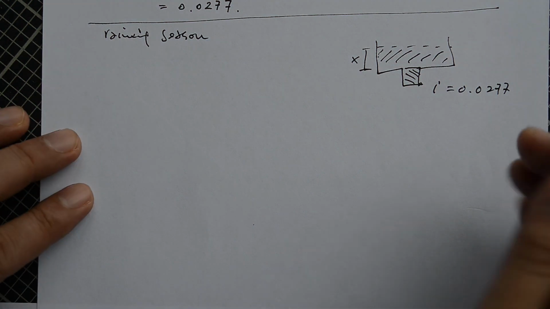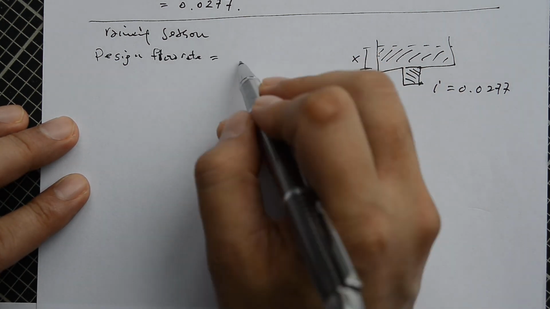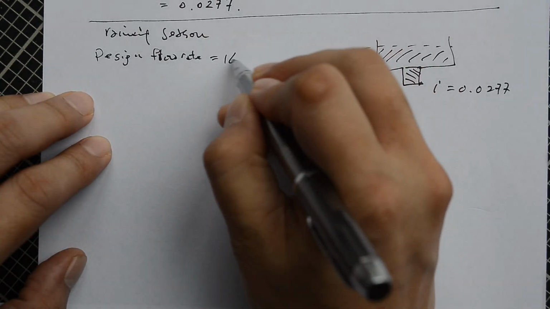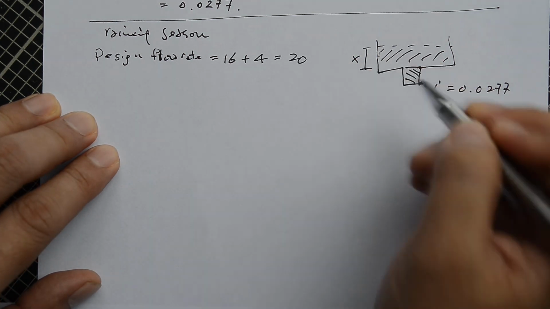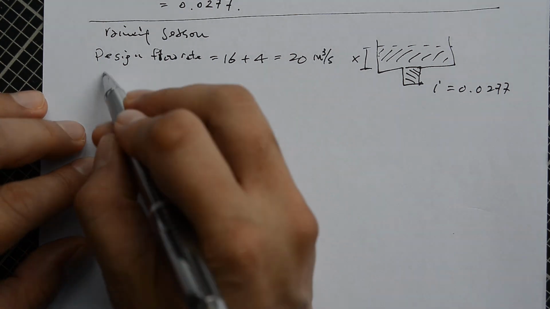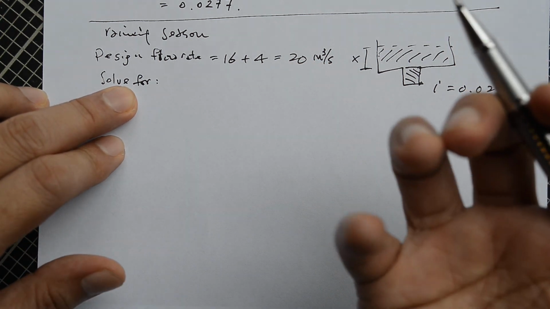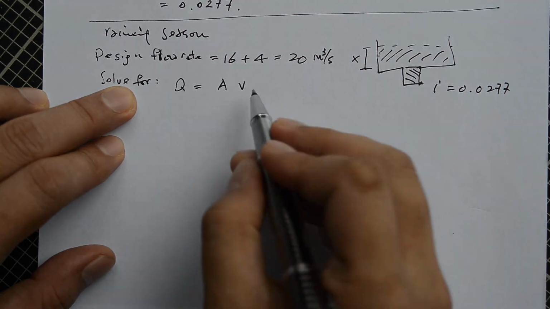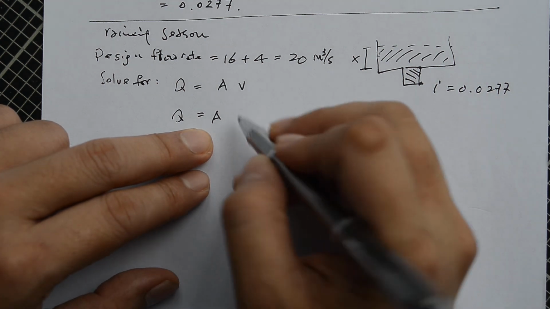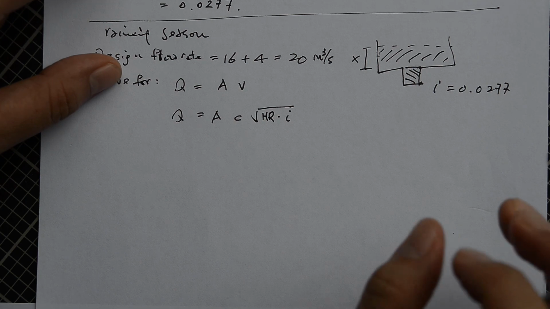Now what we know is the design flow rate for the rainwater season is 16 meter cube per second, plus the dry weather flow rate of 4. Therefore the total comes to 20 meter cube per second. The inclination remains unchanged. Now we are going to solve with the Manning formula, for the full flow, Q equals A times V. We substitute the Manning formula for the velocity, where V is C times the square root of the hydraulic radius and inclination. Now we are going to formulate this question.